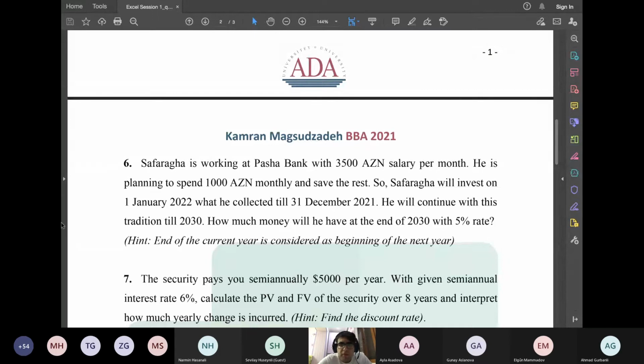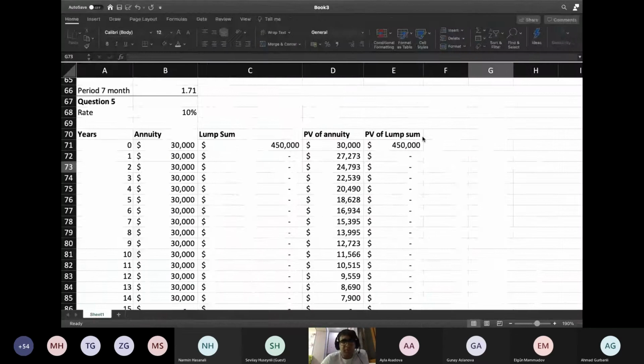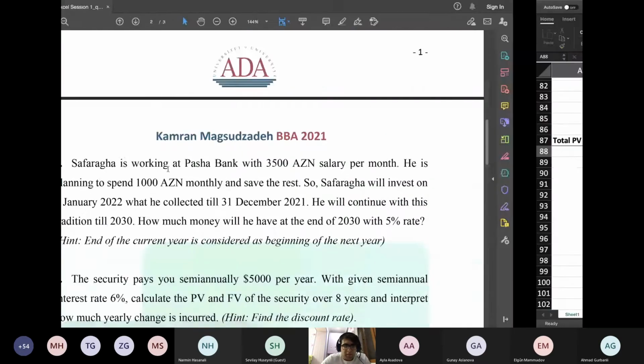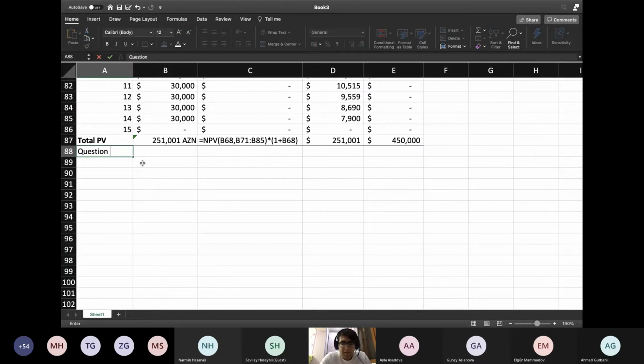So Safaragha will invest on 1 January 2022. Guys, I didn't give you directly, by writing, that all the payments are made at year beginning. You should understand it from the question, from the wording. I say Safaragha will invest on 1 January 2022, and 1 January 2022 is the year beginning. So if the payment is made at the beginning of the year, it is an annuity due. We will go through this example as an annuity due. Pay attention because it is relatively challenging. Question 6.